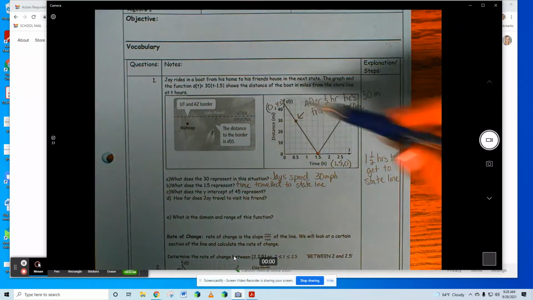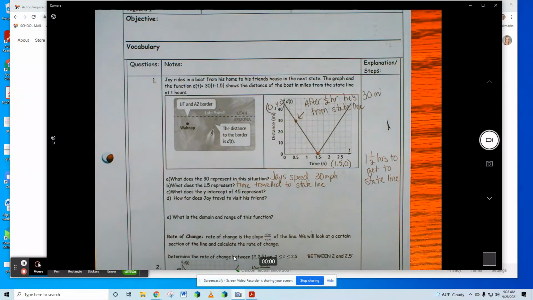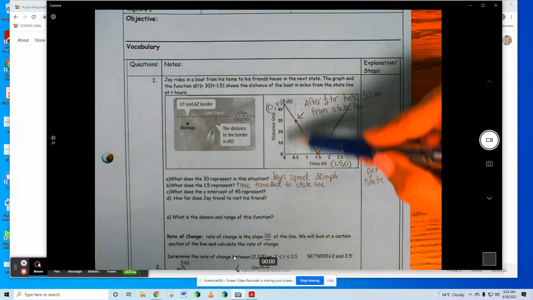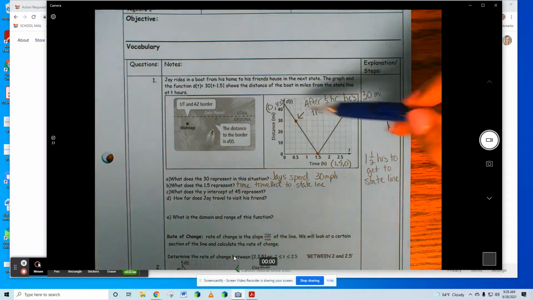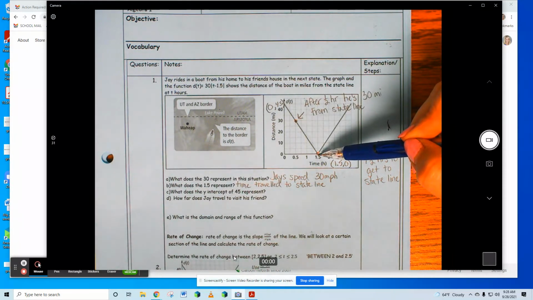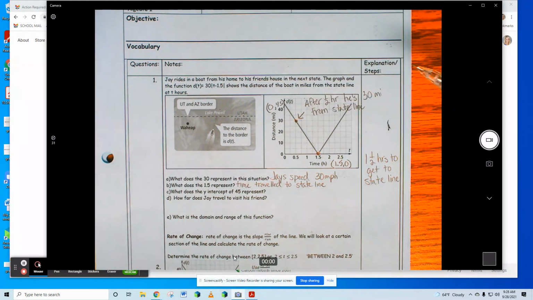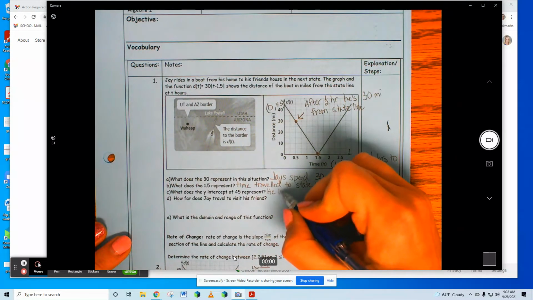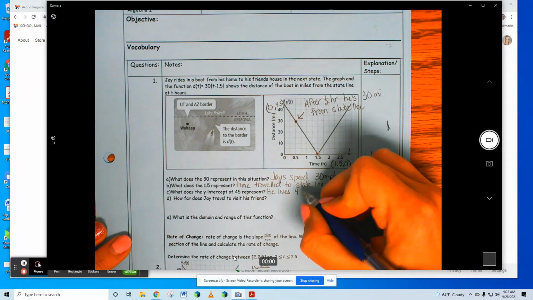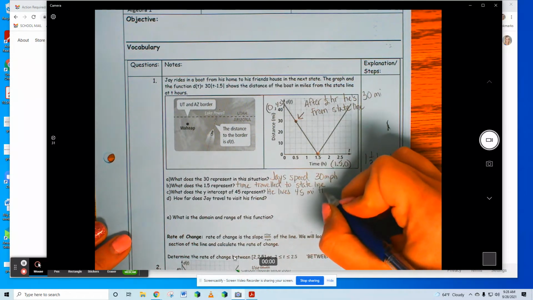What does the y-intercept of 45 represent? What's 45 mean, guys? Because it's on the distance axis. 45 what? Yeah, well, he has to travel 45 miles to get to the state line. So where does he live? How far does he live from the state line? 45 miles. He lives 45 miles. We have to write small, huh? From the state line.